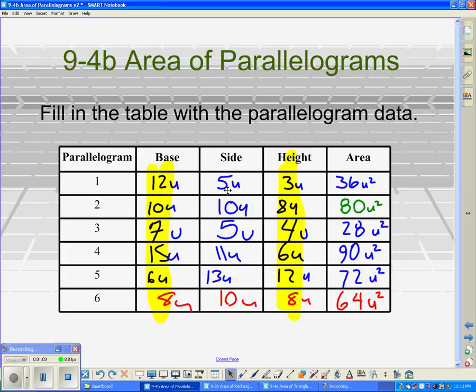It's important to note that the side is not used in the calculation for the area of a parallelogram. So you have an extra dimension there. That dimension, the length of the side, will not be used to calculate area. It will be used to calculate perimeter, but not area, and that's what we're considering right now.